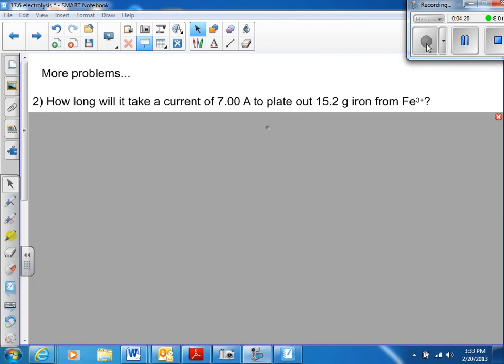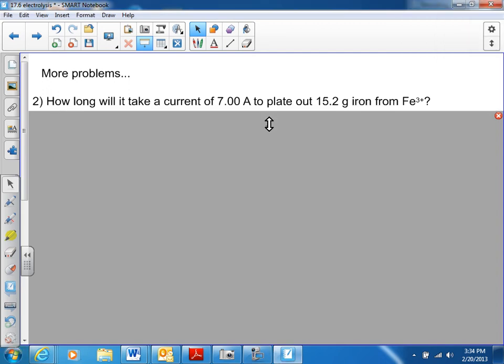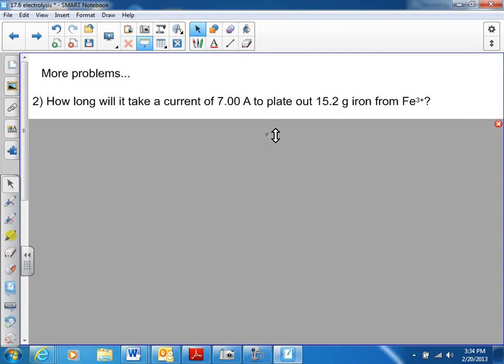So we have some more problems. Question number 2. How long will it take a current of 7 amps to plate out 15.2 grams of iron from Fe3+? So now you just want to look. We have amps and we have grams. We can go grams to moles. Moles to moles. We'll need 3 moles of electrons this time. We have our 96,500 coulombs per mole of electrons. If you want to solve this on your own, go ahead, but pause because here we go.